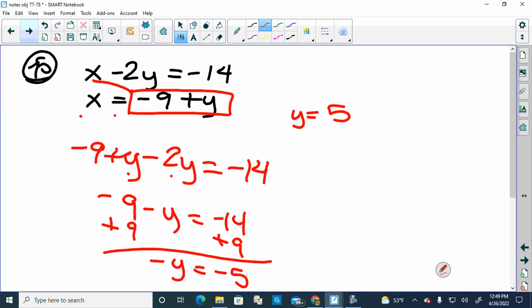Okay? And then again, just choose which one, because it has to work in both, which one it's easier for you to plug back into. I think it's this one that I put the box around. So to solve for x, I have to replace my y with 5. So a -9 plus 5 would be my x would be what? -4.